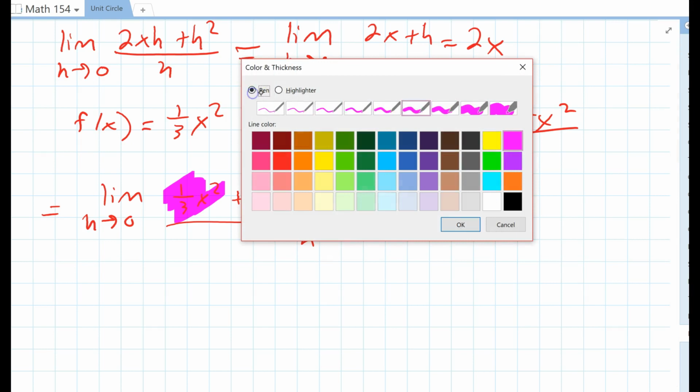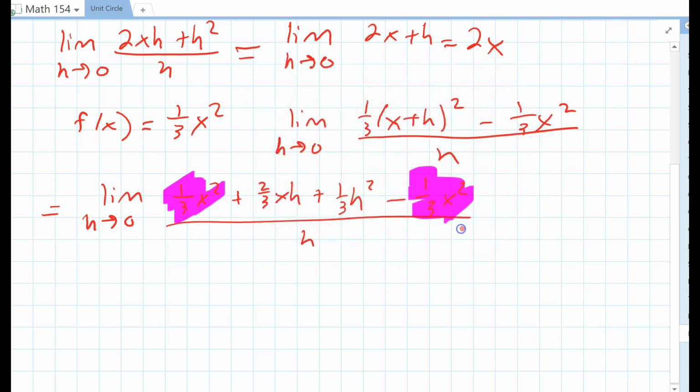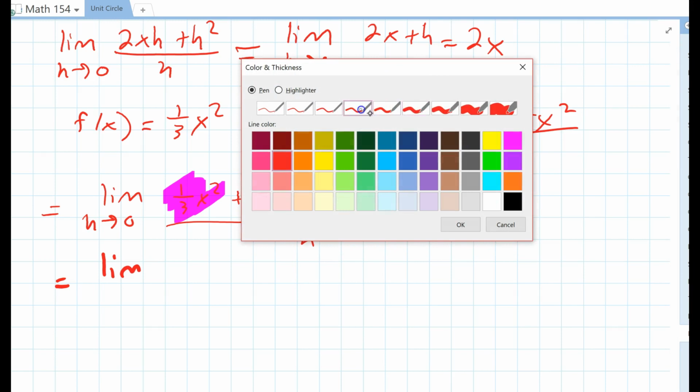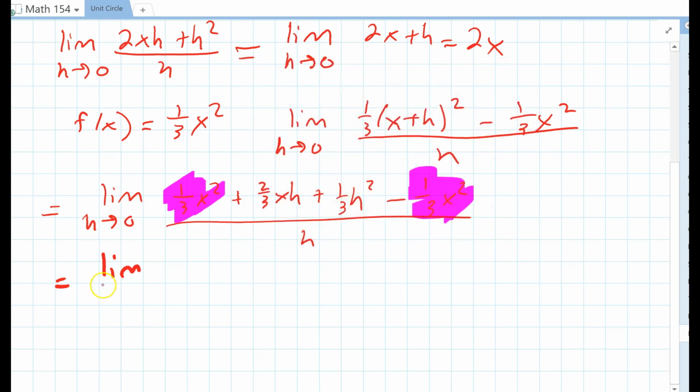And we're left with the limit. Oops, I made that too big, didn't I? Too thick. The limit as h approaches 0 of 2/3 xh plus 1/3 h squared over h.